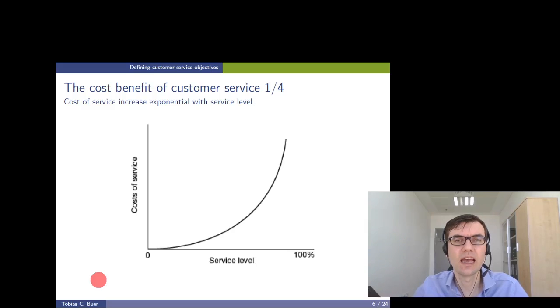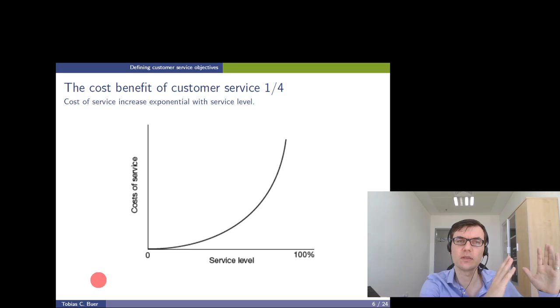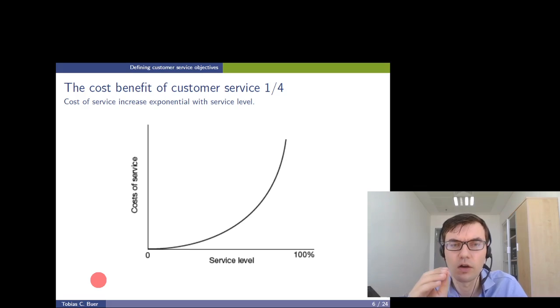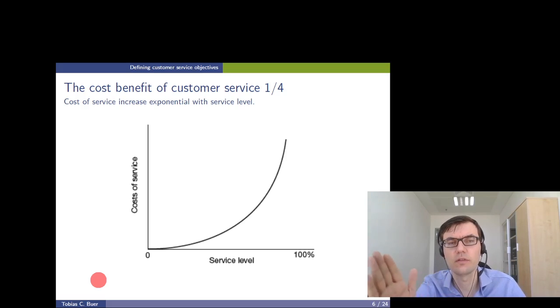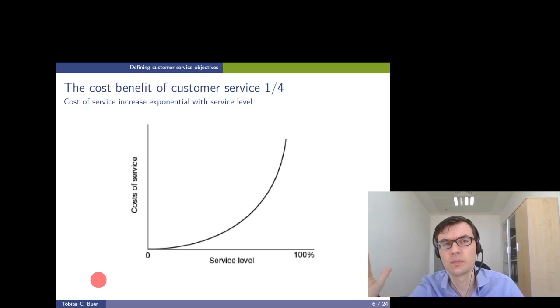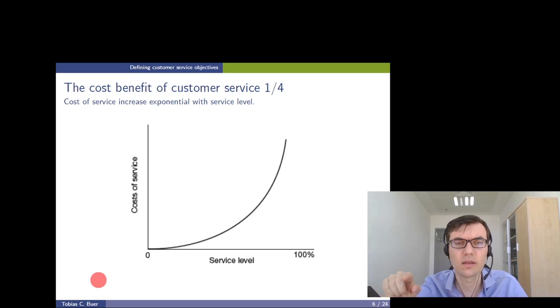This chart shows you a general concept of the relationship between the service level that we provide to our customers and the costs that are induced by this service level. Of course, in this chart there are no actual data points. It's just a concept. On the x-axis we increase the service level. We start from 0% at the origin and increase it up to 100%. And on the y-axis we draw the costs that are created by a specific service level.